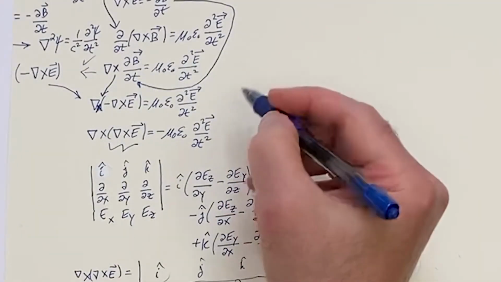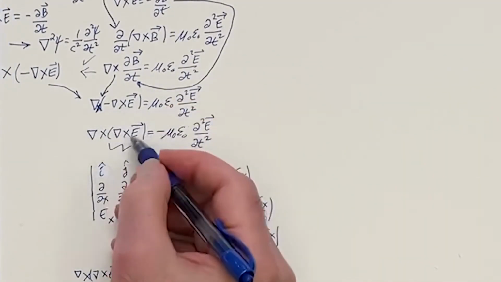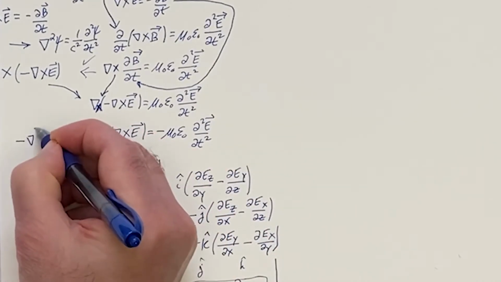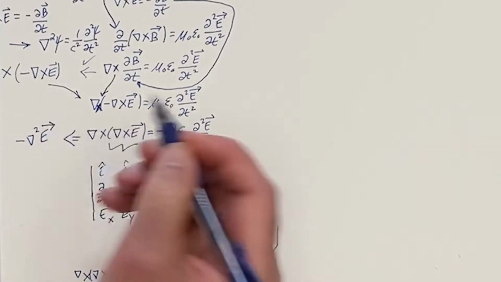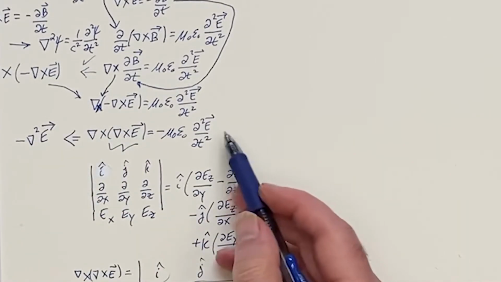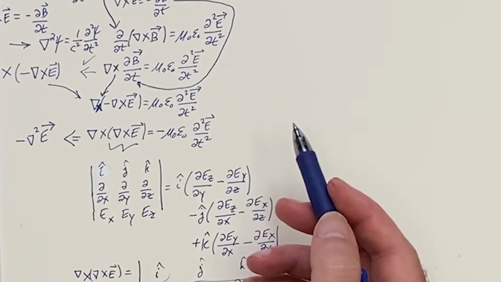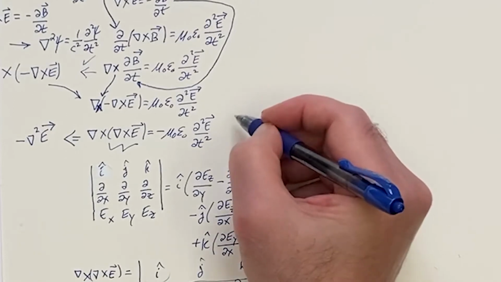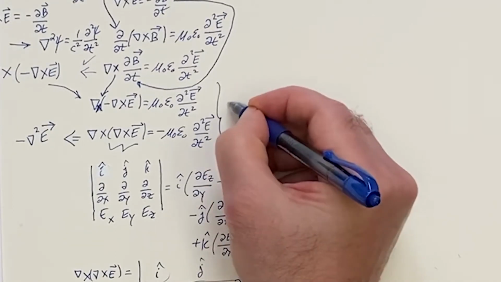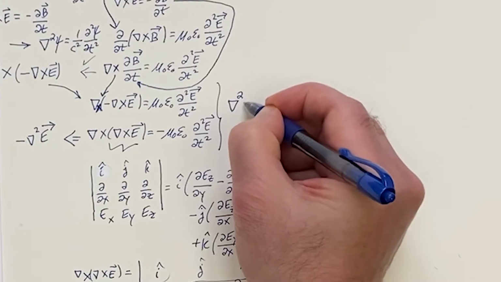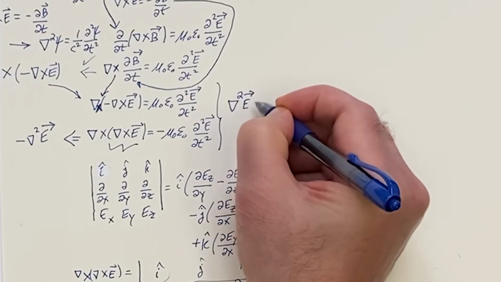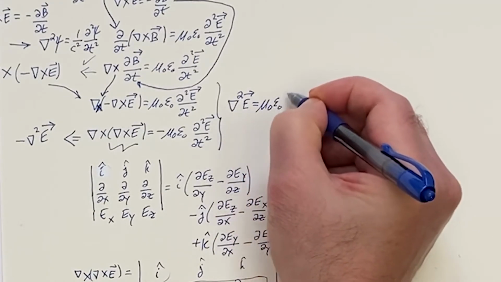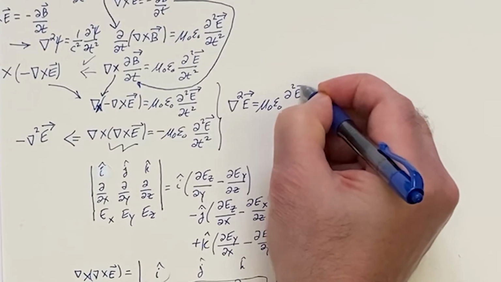So let's go back up here. We have shown that the left-hand side is equal to minus del squared of the E vector. But that's it. The minus signs are going to cancel. Boy, it's really nice that that was a minus sign. All right. So because we have that minus sign, it's going to cancel. And then what we're going to get here is del squared on the E vector is going to be mu naught epsilon naught and the second derivative.